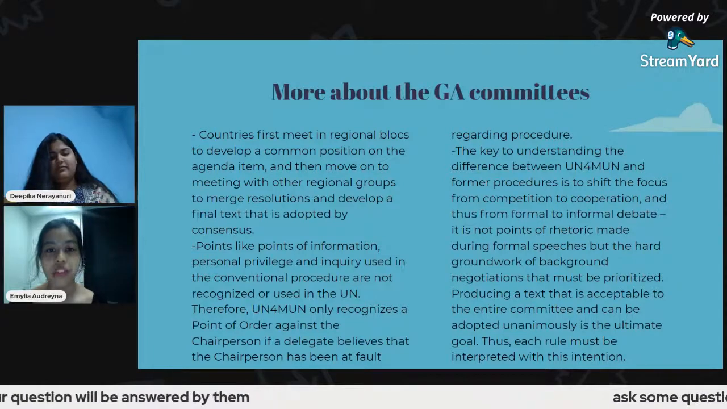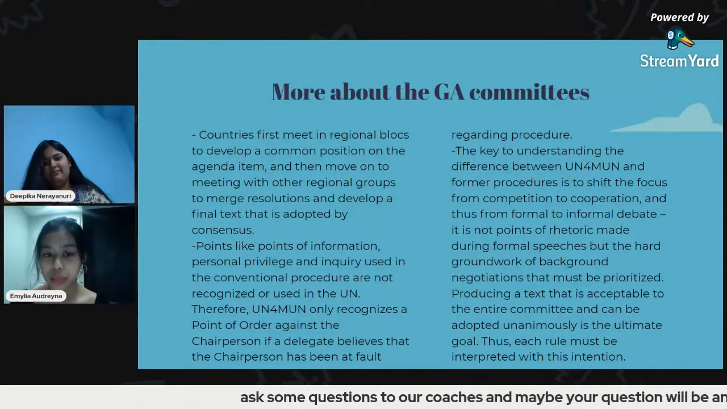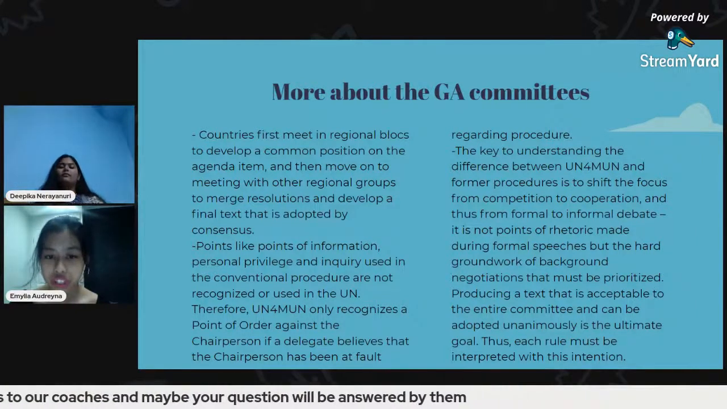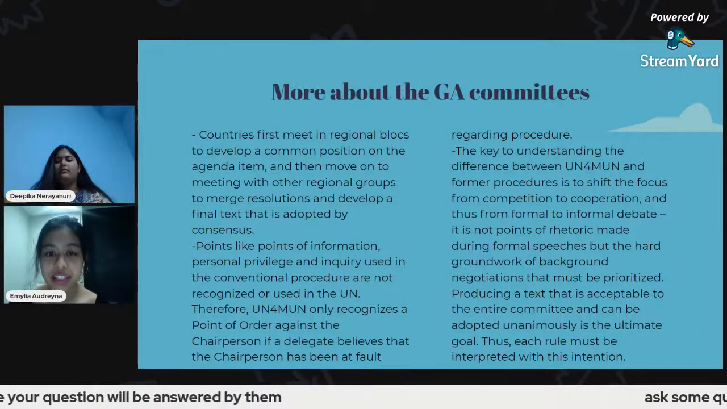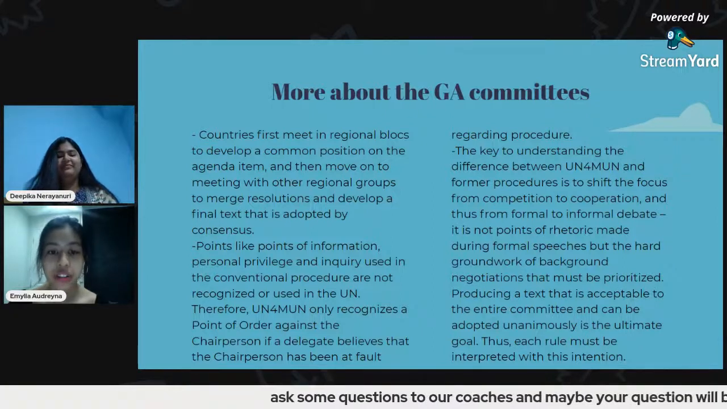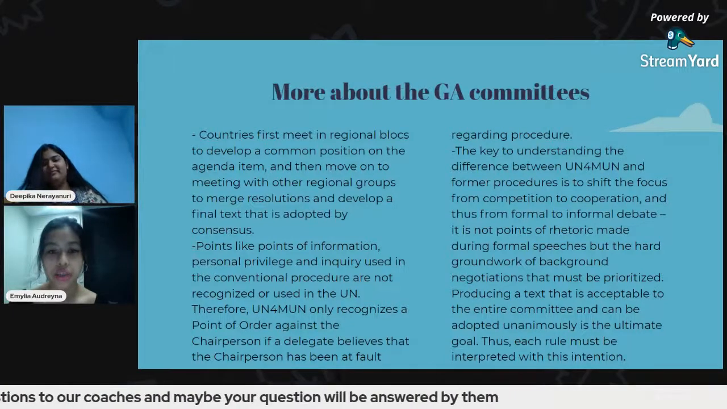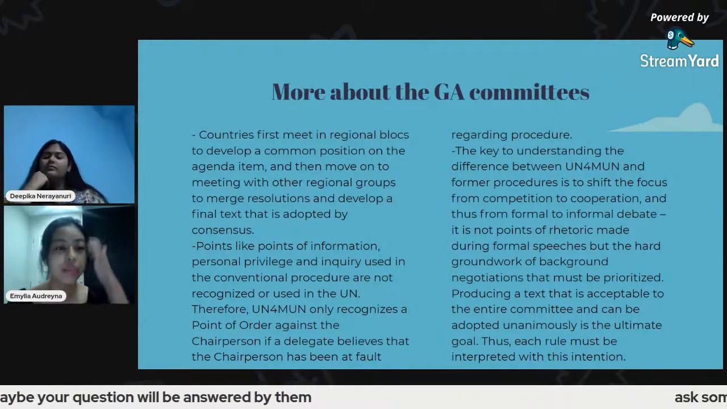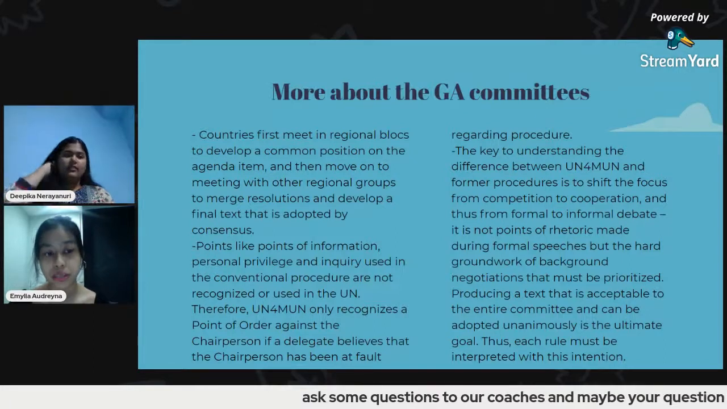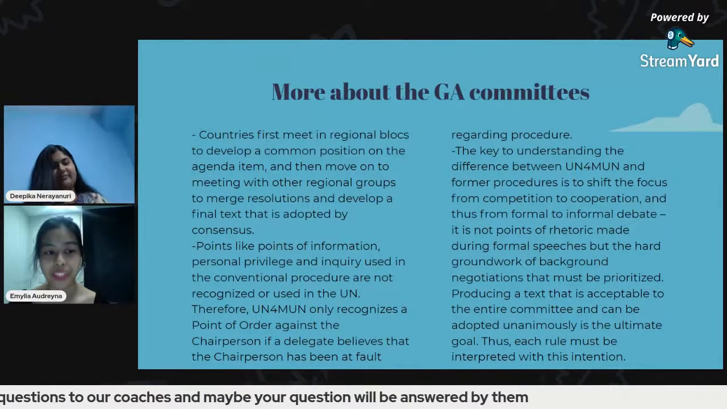Therefore, the former procedure is to shift the focus from competition to cooperation, and thus from formal to informal debate. It is not points or rhetoric made during formal speeches, but the hard groundwork of background negotiations that must be prioritized. Producing a text that is acceptable to the entire committee and can be adopted unanimously is the ultimate goal, and this is the goal of the UN. So UN for MUN definitely focuses more on cooperation as opposed to other kinds of ROP. We hope that delegates will be reminded that the point is to learn the importance of diplomacy and working with one another, because this is the main job of the UN for MUN ROP.